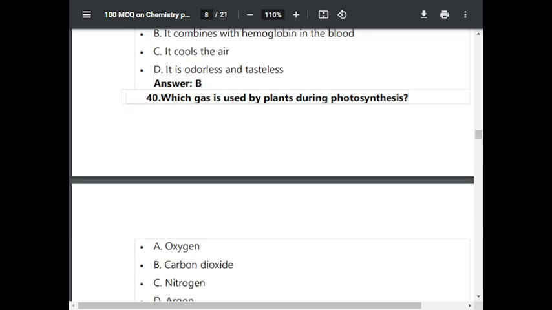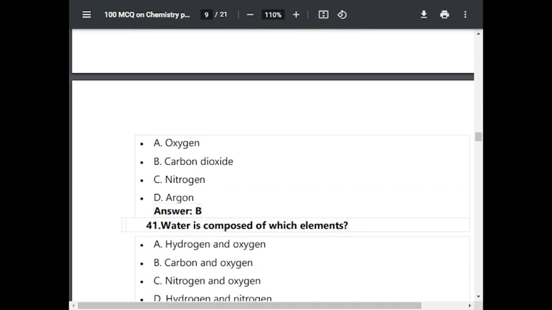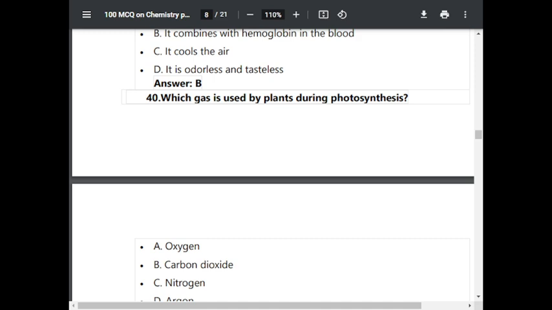Question number 40. Which gas is used by plants during photosynthesis? Option A oxygen, option B carbon dioxide, option C nitrogen, option D argon. The correct answer is carbon dioxide. Carbon dioxide is used by plants during photosynthesis.